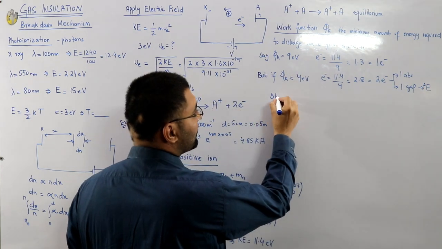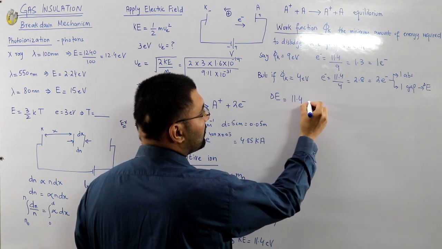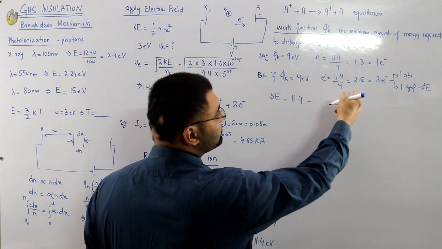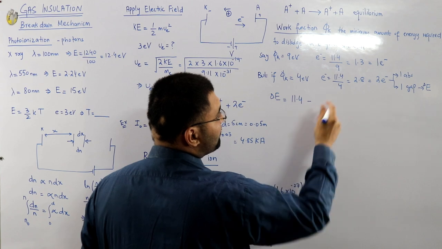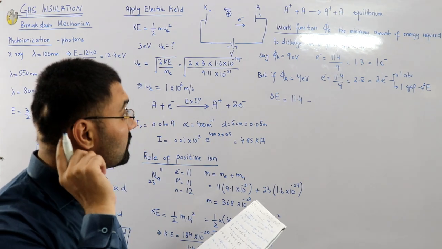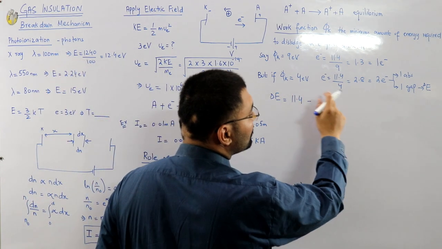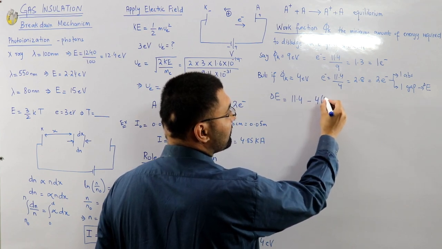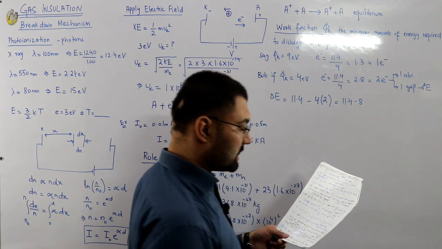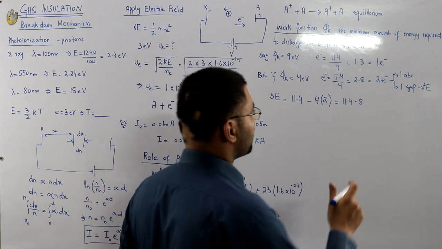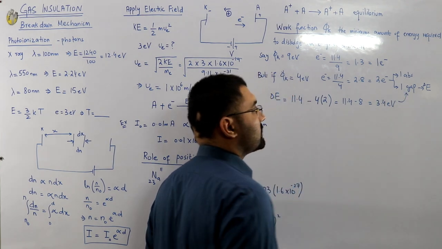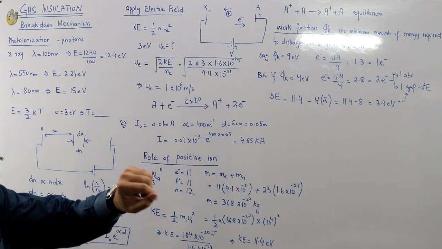And delta E is what? The available energy is 11.4 minus how much you have utilized in freeing the electrons. You have 2 electrons and the work function is 4 for each, which means 11.4 minus 8. The remaining energy is 3.4 electron volts. This single electron has acquired the difference of energy, the remaining energy.